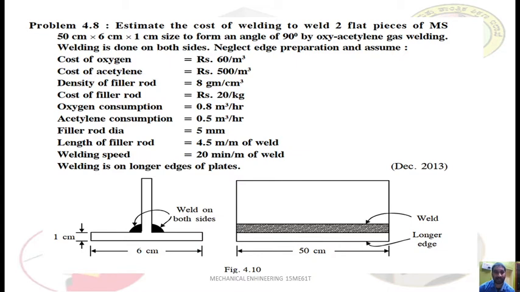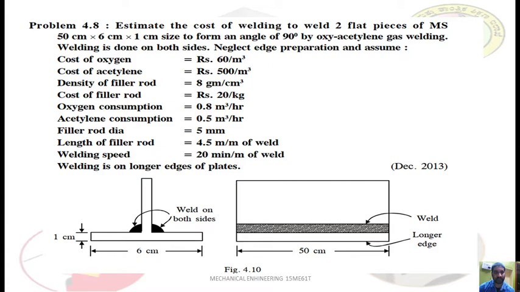Neglect the edge preparation and assume cost of oxygen as rupees 60 per meter cube, cost of acetylene rupees 500 per meter cube, density of filler rod is 8 grams per centimeter cube, cost of the filler rod is 20 per kg, oxygen consumption is 0.8 meter cube per hour, acetylene consumption is 0.5 meter cube per hour, filler rod diameter is 5 millimeter, length of the filler rod is 4.5 meter per meter of weld, welding speed is 20 minute per meter of weld. Welding is done on both sides.